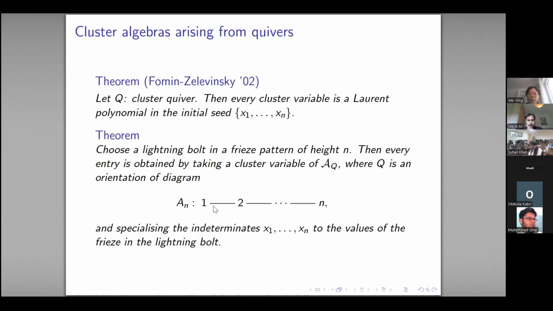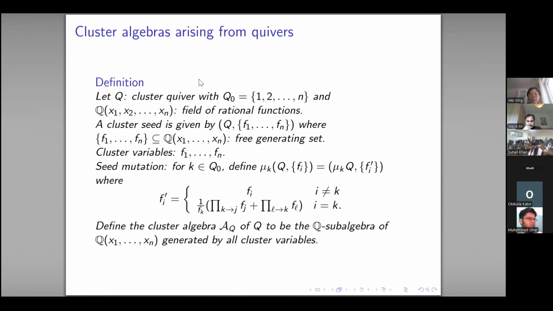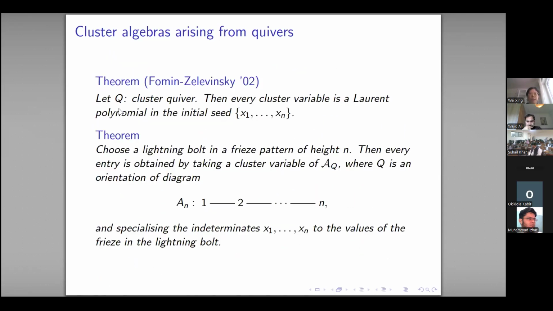And previously we mentioned that if we start from this x1, x2, this lightning bolt, all the other entries can be expressed as Laurent polynomials of these two. And this is not a coincidence. It was proved by Fomin and Zelevinsky in the setting of cluster algebras that if we have a cluster quiver, then every cluster variable is a Laurent polynomial in the initial seed, x1 to xn, that we start with.